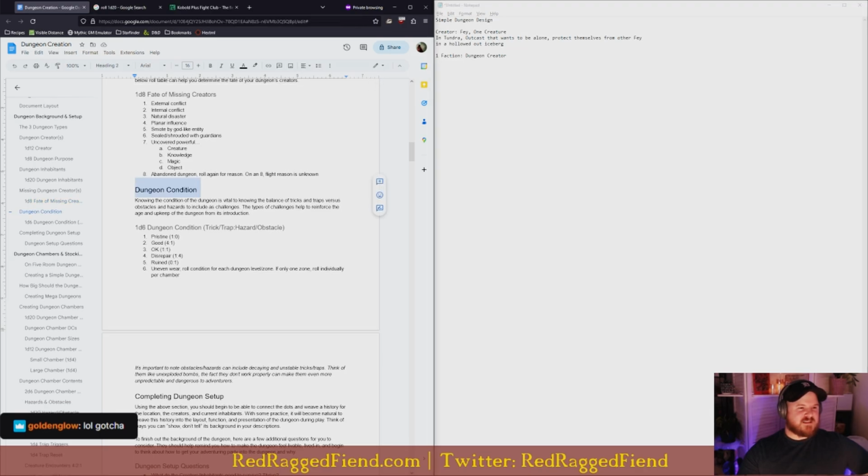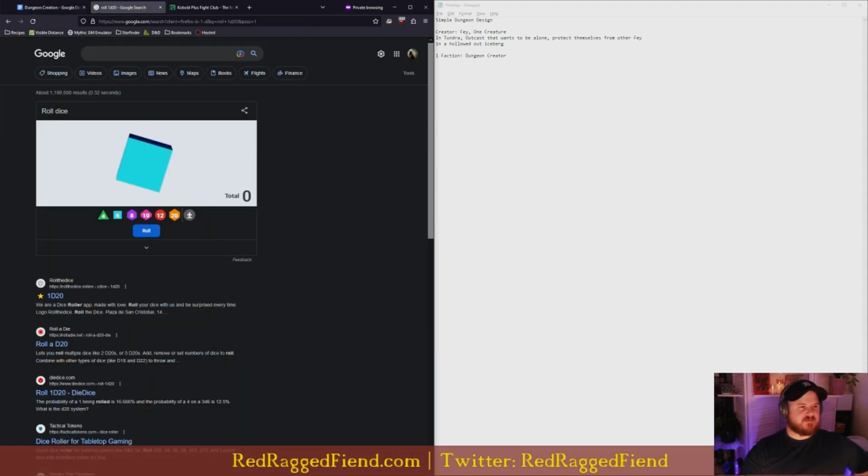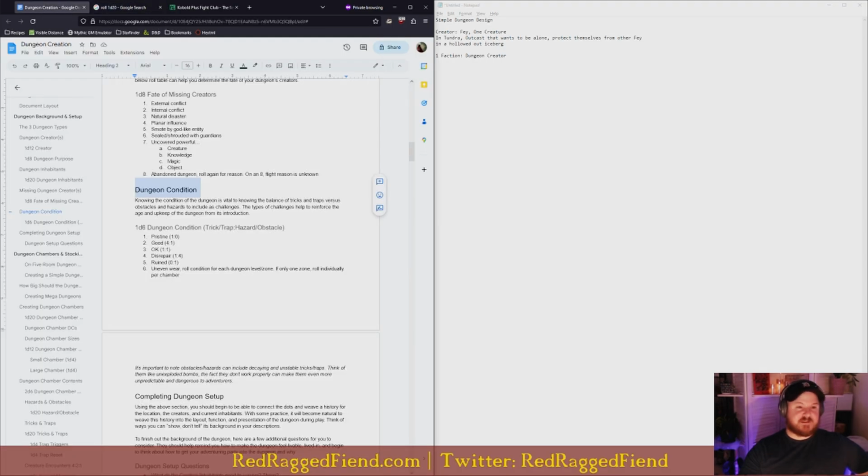So one of the next things we want to talk about is dungeon condition. That gives us insight as to the age of the dungeon, which is incredibly helpful, and it also gives us a balance on whether there are going to be a lot of tricks and traps, or a lot of hazards and obstacles from the decay of the dungeon. So let's roll that real quick. It's a d6. All right, so we got a 4. So it's in disrepair.